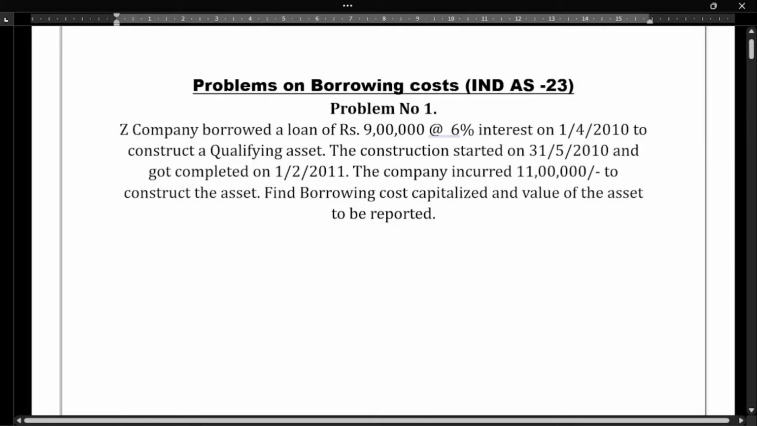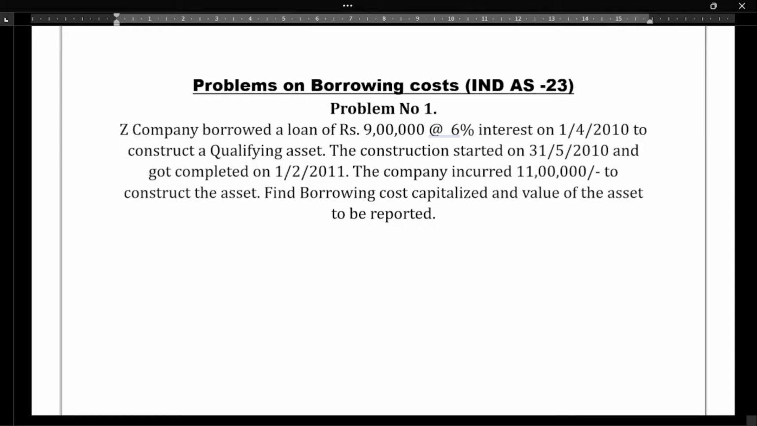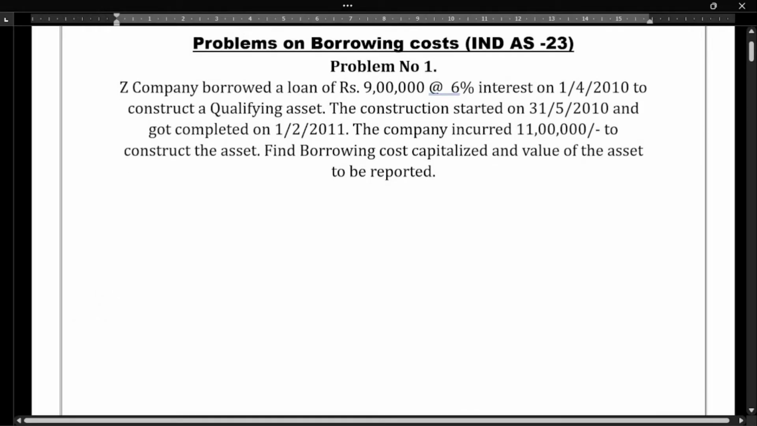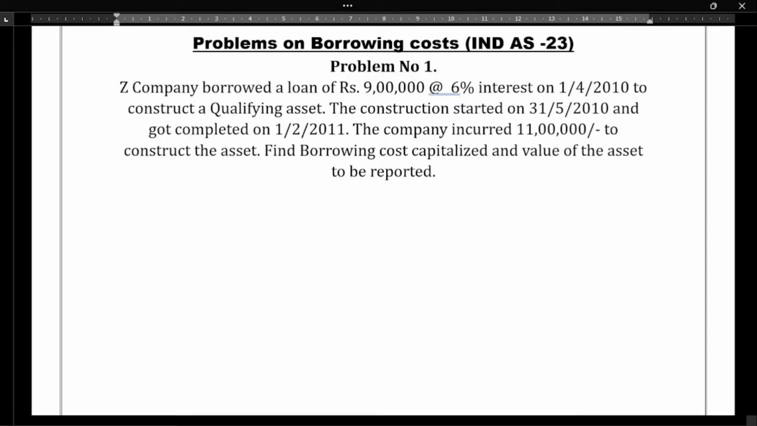In this particular video, we'll be starting to solve the problems on borrowing cost. So the question is on the screen. Please take a screenshot of the question, or at least pause the video and write down the question.